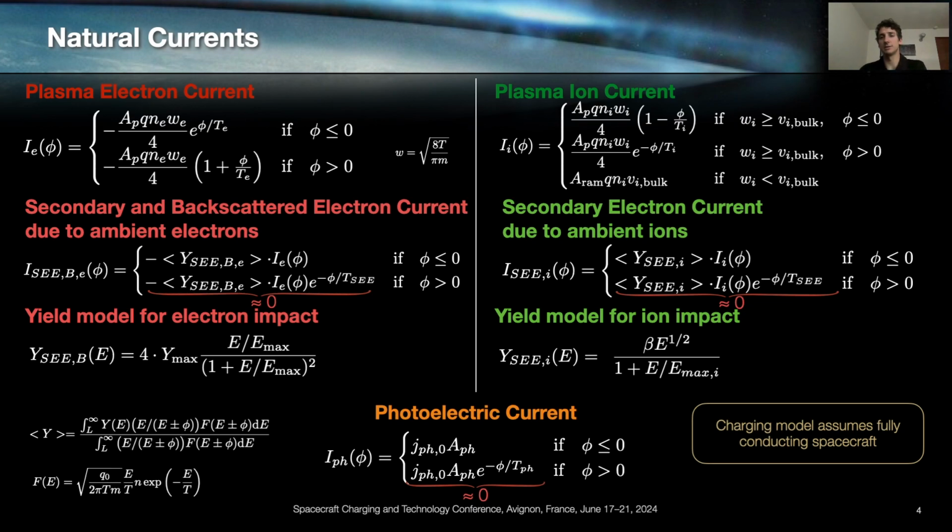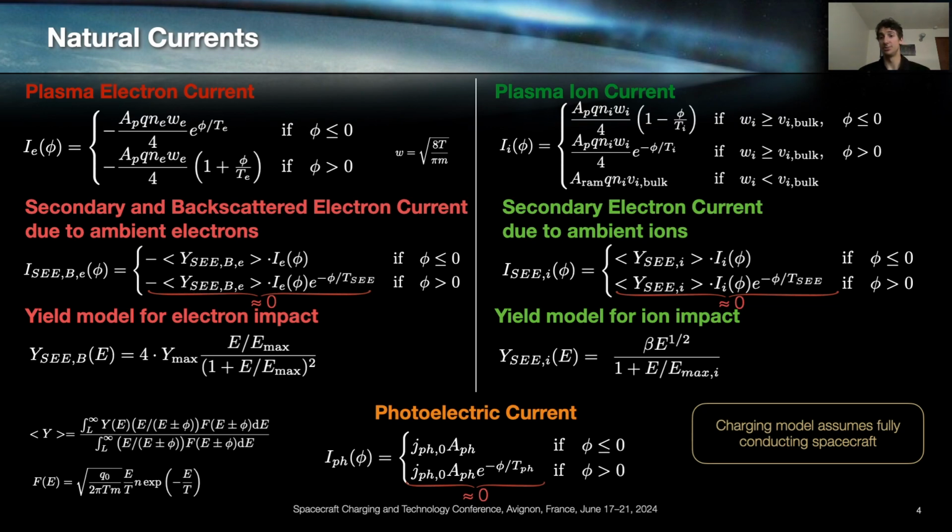In the following simulations, I consider the plasma electron current and the resulting secondary and backscatter electron current due to the ambient electrons. Also, I'm considering the plasma ion current, and similarly to the electrons, the ions that are impacting on the surface of the spacecraft excite the secondary electron emission due to the ion impact.